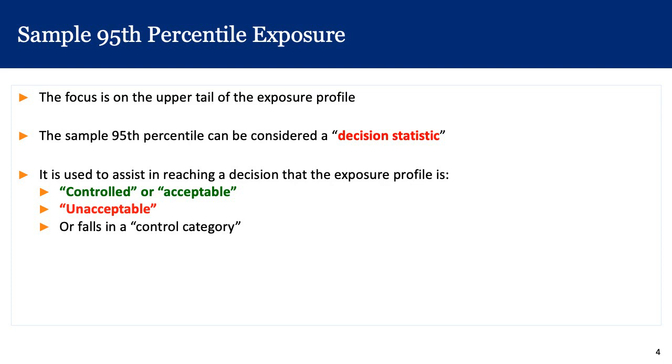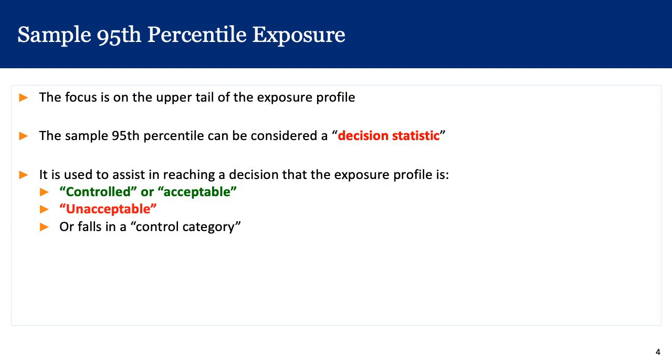When we say something is a decision statistic, we are basically saying that this is the value that we are going to compare with the occupational exposure limit to determine whether an exposure profile is considered acceptable. Why are we looking at the 95th percentile to make this comparison and not, for example, the arithmetic mean or the geometric mean? The reason is that we want to protect almost all of the workers. The 95th percentile is sufficiently at the upper end that if it is less than the exposure limit, we can say with a level of confidence that we protect most of the workers, in this case 95% of the workers' exposures.